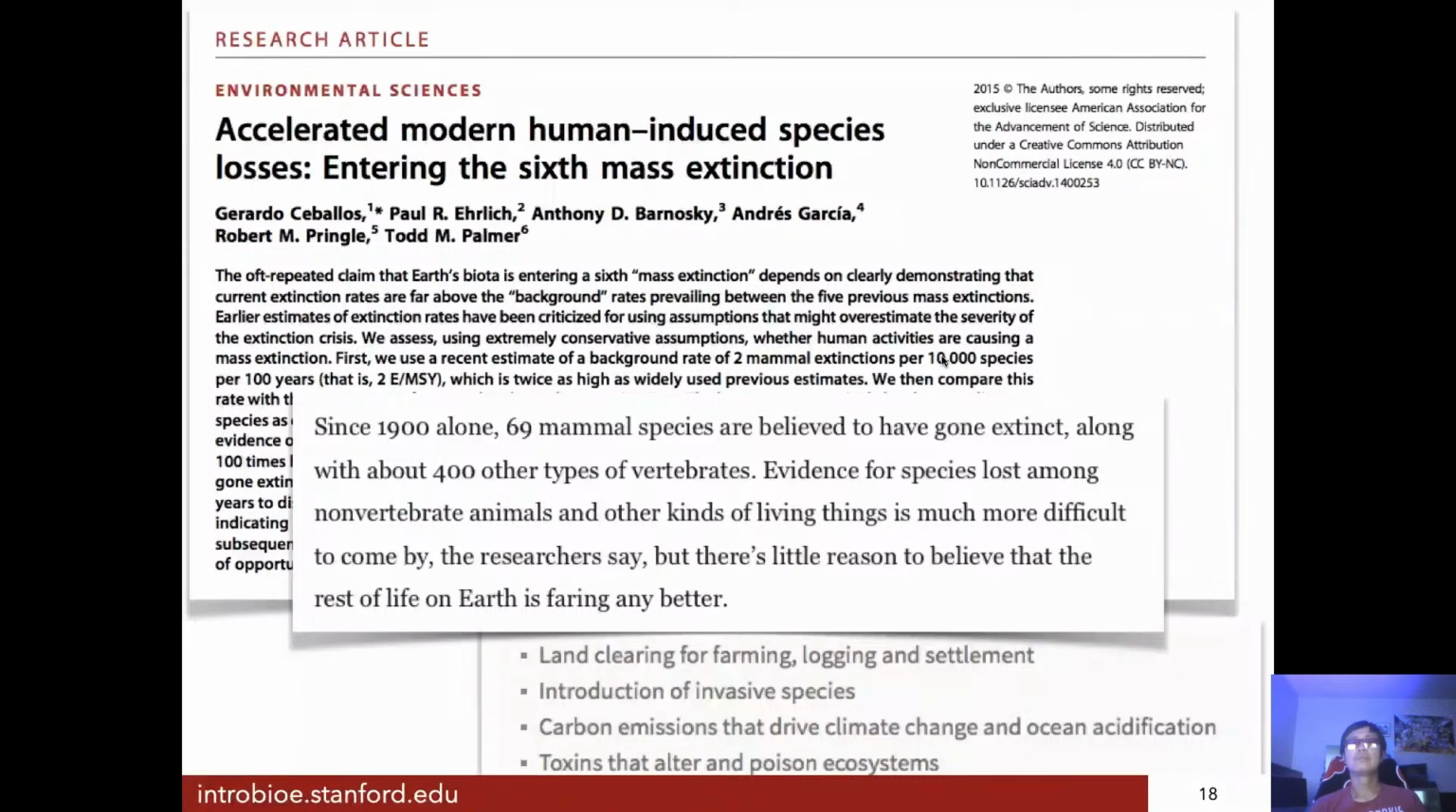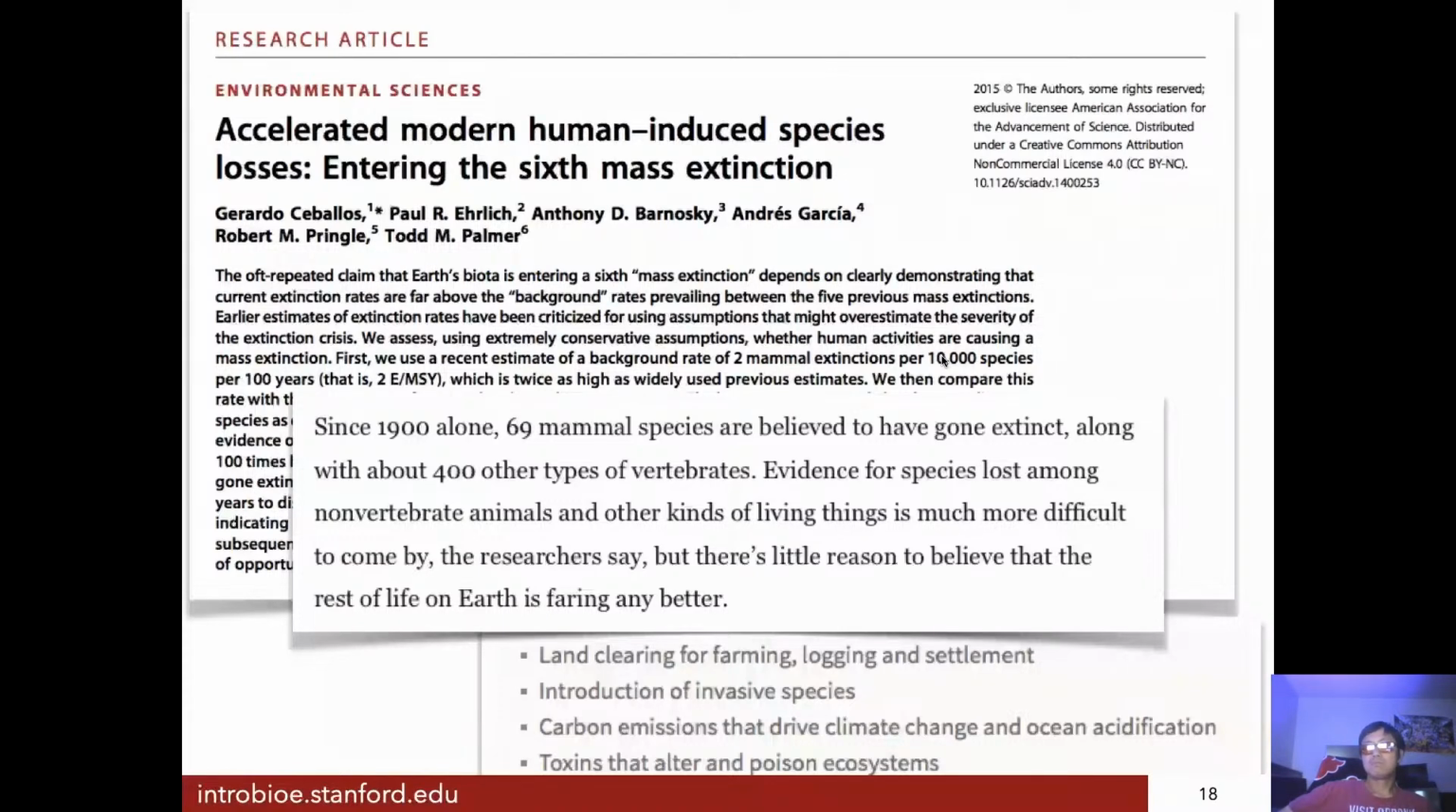By sixth mass extinction, they're talking about through the entire history of life on Earth, there have been 5 previous times where most of life went extinct. And those were not caused by human beings, like the asteroid and the dinosaurs going extinct. That's one of the mass extinctions. But there's a sixth extinction, they argue.